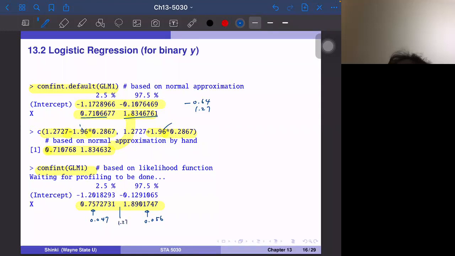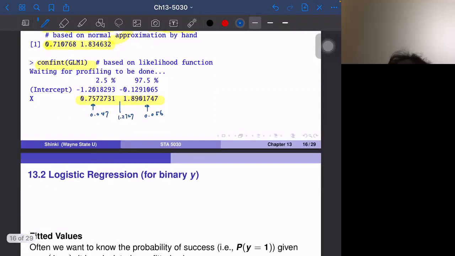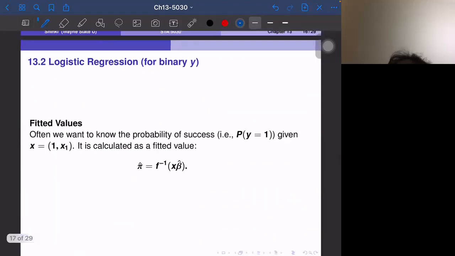So this is a more accurate confidence interval, not based on normal approximation. Next, the fitted value. The fitted values are always of our main interest if we are interested in forecasting. Given an X value, we want to see the success probability. Success doesn't mean success in a real sense, but in the statistical sense: y equal to 1 is called success, even if that means death or malignant or accident.